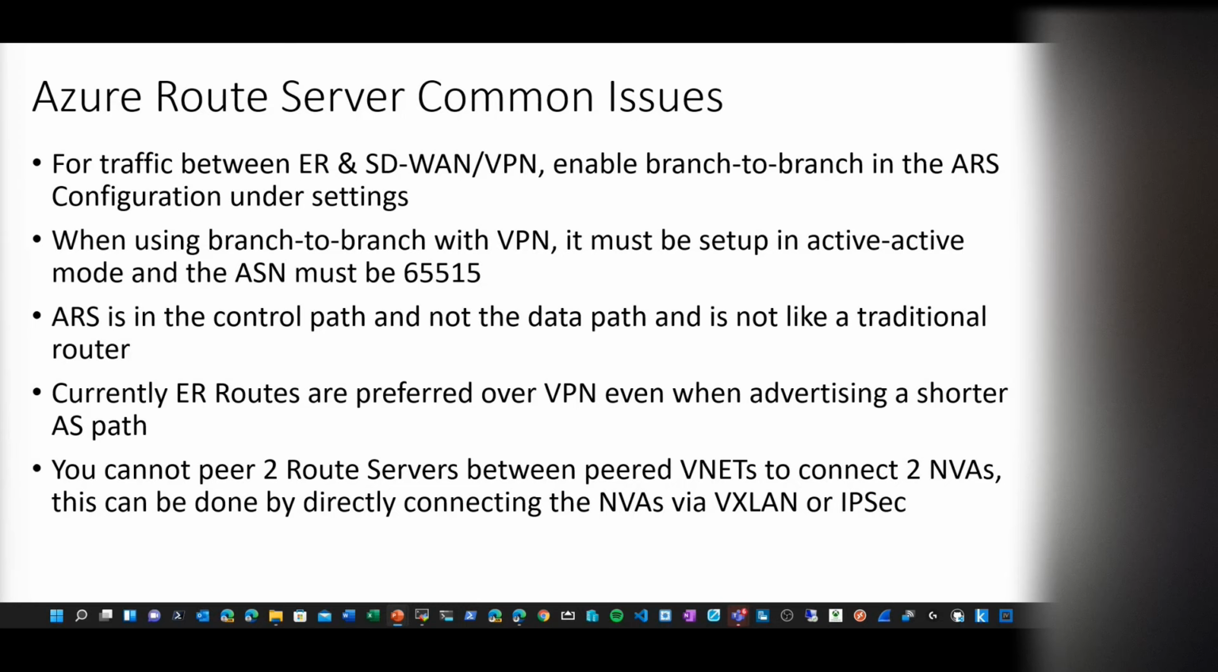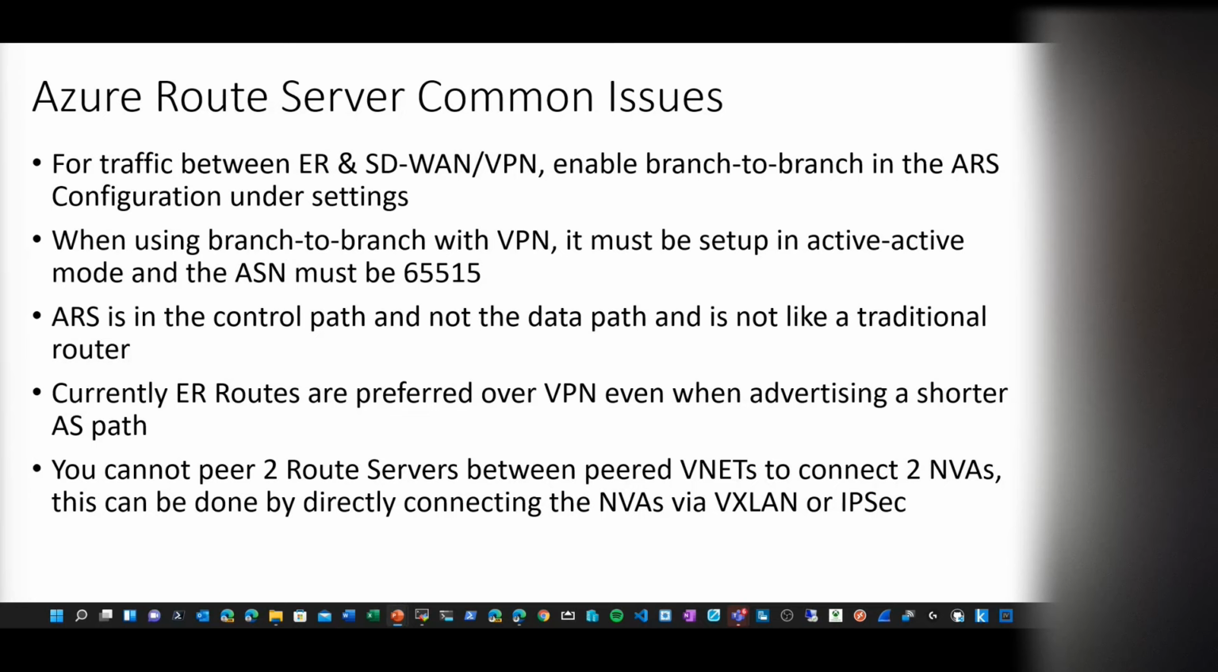Remember that the Azure route server is in the control path and not the data path, so it's not like a traditional router. It's more of a reflector, so it's reflecting the routes, but it's not doing any traditional routing, right? It's standard BGP and everything else, but it does not actually forward the packets. Currently, one of the issues that we have is that ExpressRoute is always preferred over VPN, even when you advertise a shorter AS path. So if you have two paths, one over ExpressRoute to your data center and another over VPN, and you want to prefer VPN, then you have to advertise a more specific route to choose the VPN path. But a shorter AS path is not going to work. It's hard coded currently that the ExpressRoute path is preferred.